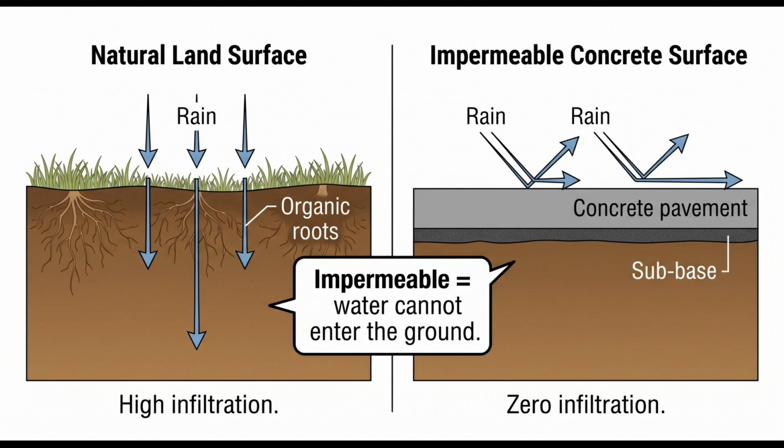A natural land surface: high infiltration, water soaks in slowly and steadily. A concrete surface: zero infiltration, water cannot enter the ground at all. That difference between natural and urbanized land is the foundation of the entire flood risk discussion.